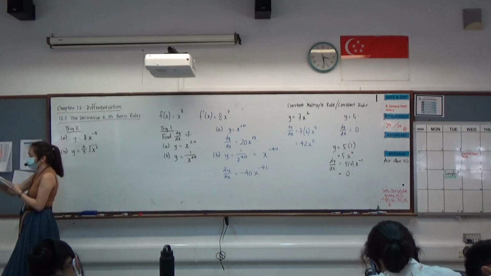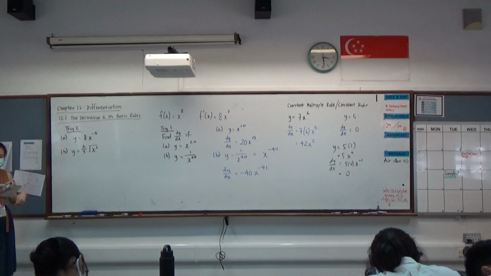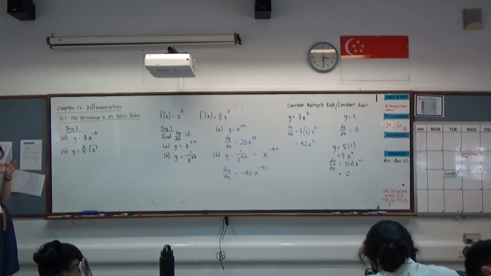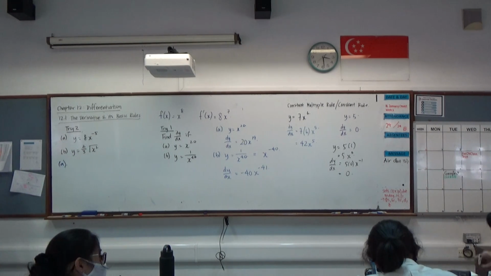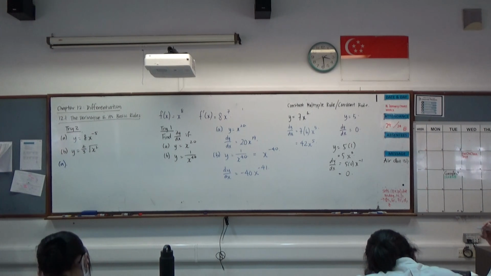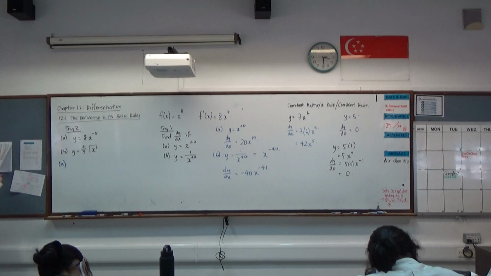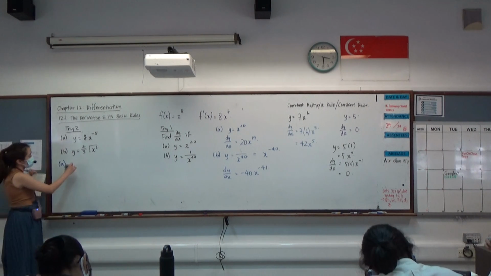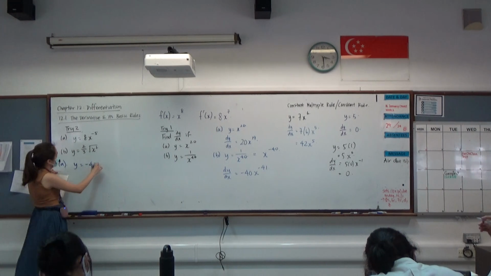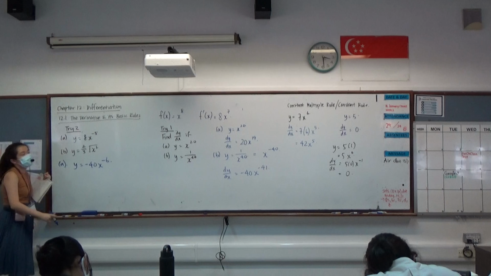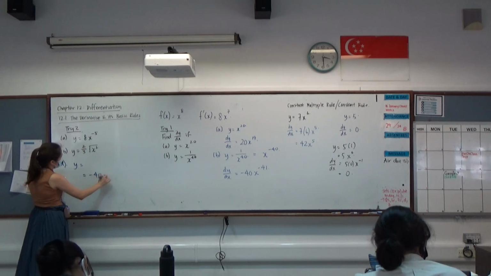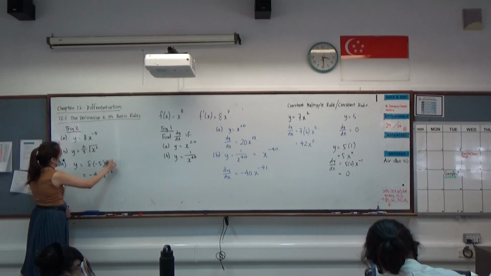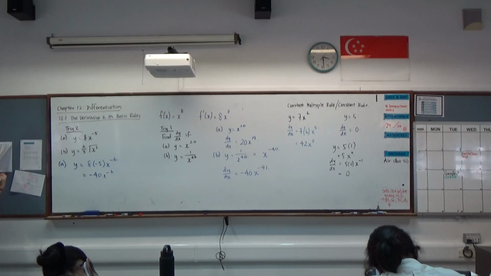Now try this: given that y equals 8x to the power of negative 5, we want to find dy over dx. Pervin, can you give me the answer for part A? I want to differentiate y equals... negative 40x to the power of negative 6. Okay, good. So how we got this is that we bring down the negative 5 and then minus 1 from the negative 5. And then we get negative 40x to the power of negative 6.